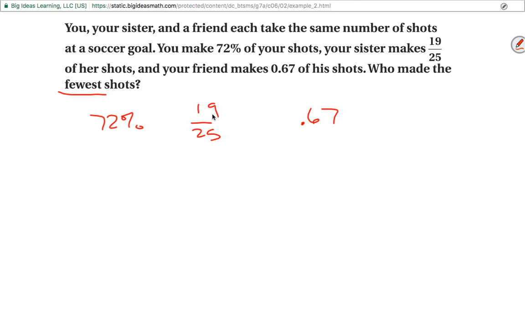In this situation, I'm going to convert all of these to percents. My preference is I like percents and I like decimals. Fractions aren't bad, but I just know that getting common denominators can be troublesome for some people. So I like decimals and percents. So we're going to go to percents for all of these. So this one's already done.